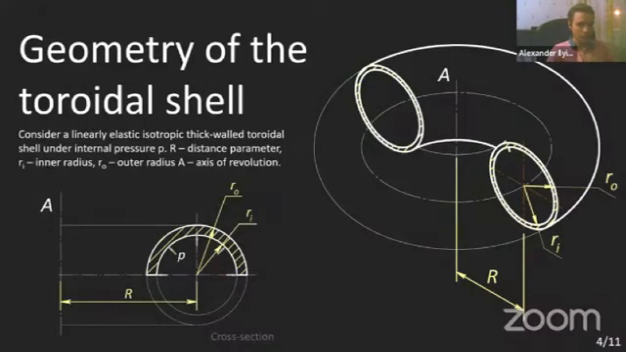This slide shows the general view of the geometry of the considered toroidal shell. In our study, we consider the linearly elastic thick-walled shell under internal pressure. Here, R is the so-called distance parameter, which describes the distance between the torus center, axis of revolution A, and the tube center. In our study, we consider the two-dimensional axisymmetric problem for the cross-section of the torus loaded with a constant pressure on the involving internal boundary.